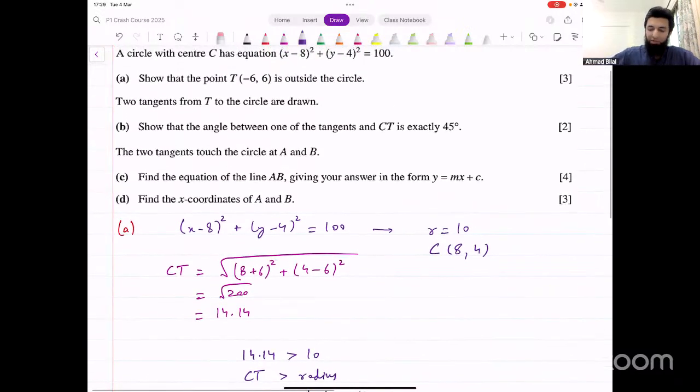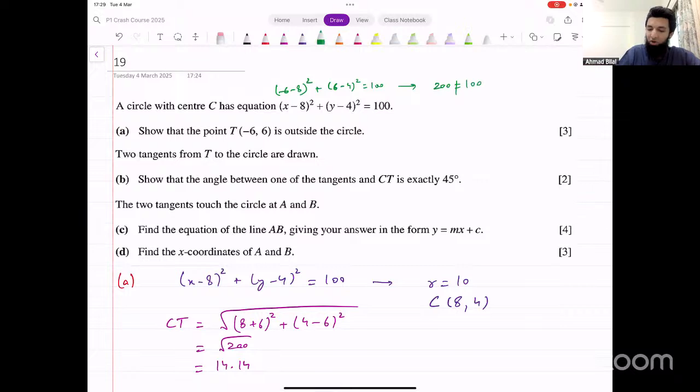Yes, you can do the first method as well, but just "not equal to" would not be sufficient. You would have to clearly say that 200 is greater than 100. You will clearly have to write this. And then that proves that it's outside the circle. Okay. "Not equal to" does not prove that, because not equal to means it could be inside the circle as well. You have to clearly say it's greater than 100.